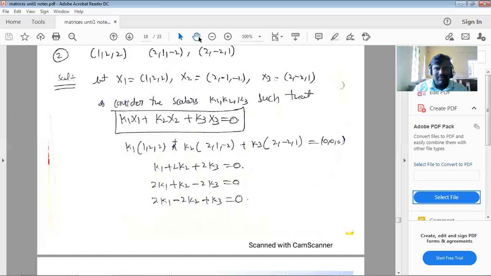What is your aim? You have to find the K1, K2, K3 values. If K1, K2, K3 values are zeros, then the given vectors are linearly independent vectors. Yes, good. If K1, K2, K3 are zeros, then we can call the given vectors linear independent vectors. If at least one of them is other than zero, we can say that the given vectors are linear dependent.